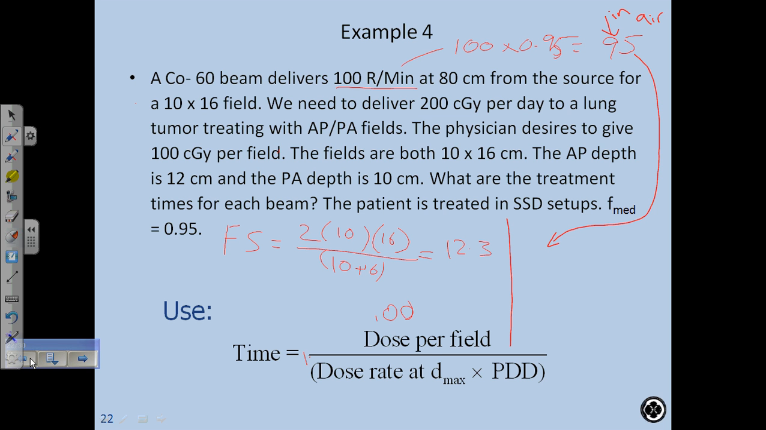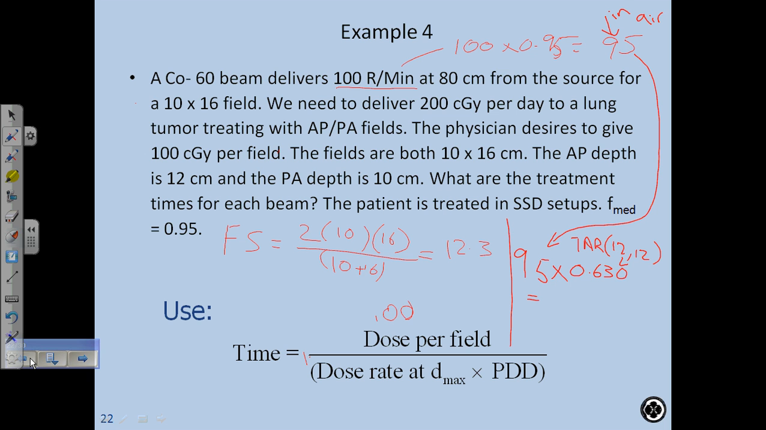TAR is dose in tissue divided by dose in air. Does this F med already specify tissue? No. F med just converts Roentgen to centigray, but that's centigray in air. So then what do we do? 95 times TAR, right? Times 0.630. What depth was that for? 12? Yeah. Okay, good. So this is TAR 12 12.